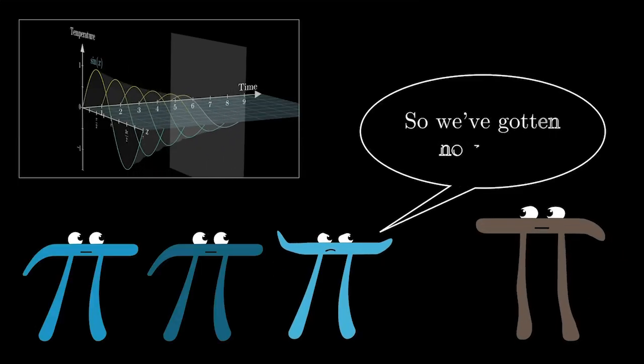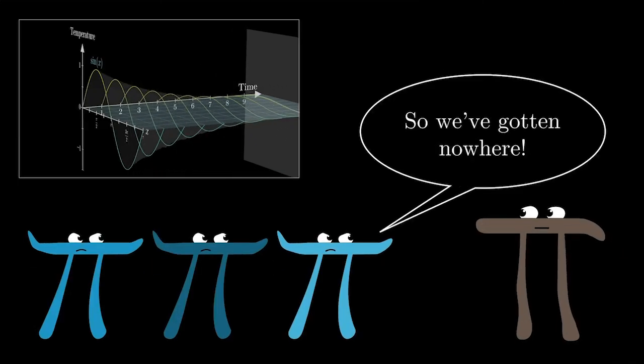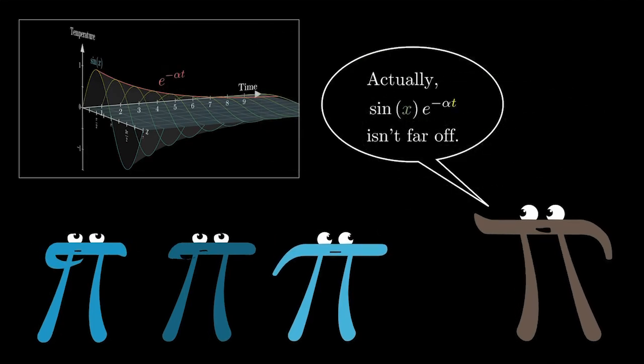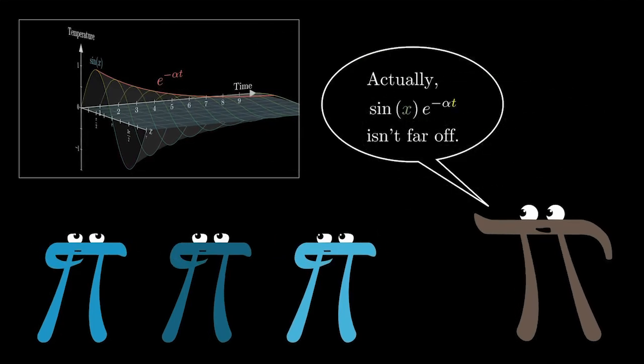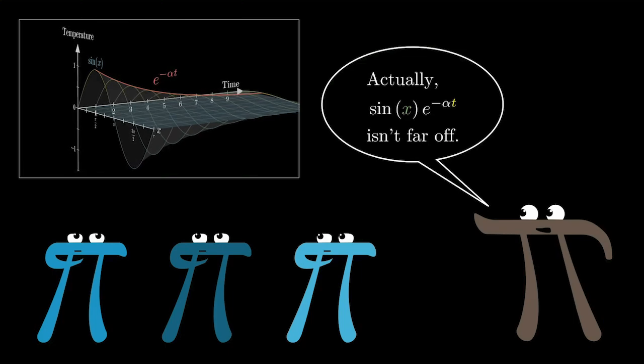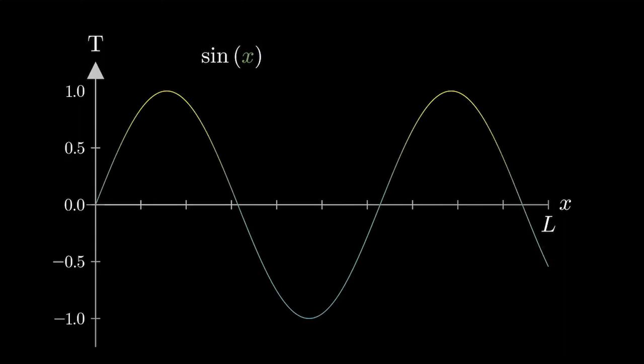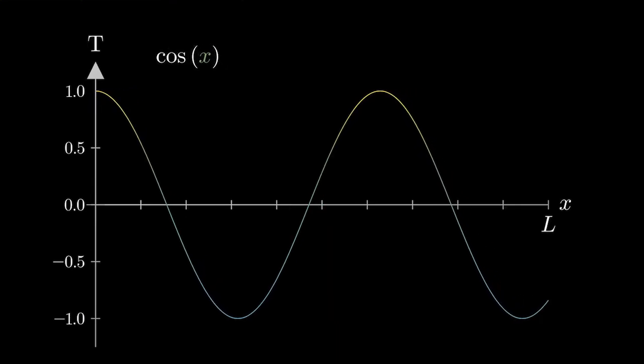All of this may make it feel like we've gotten nowhere, but the function, which is a sine wave in space and an exponential decay in time, actually gets us quite close. We just need to tweak it a little bit so that it's flat at both endpoints. First off, notice that we could just as well use a cosine function instead of a sine. I mean, it's the same wave, it's just shifted in phase by a quarter of the period, which would make it flat at x equals 0, as we want.